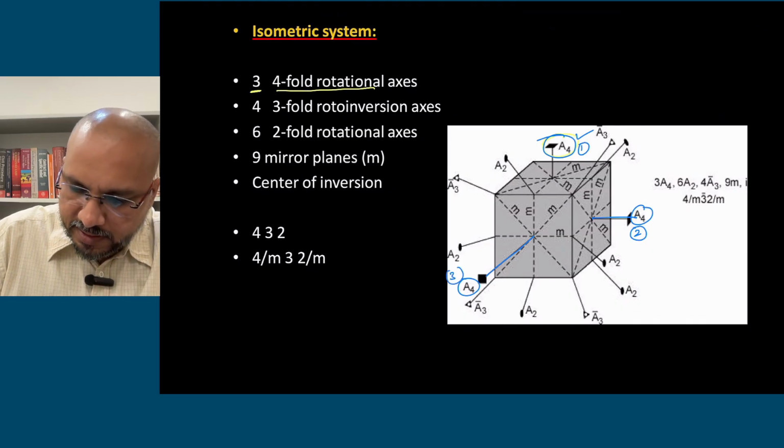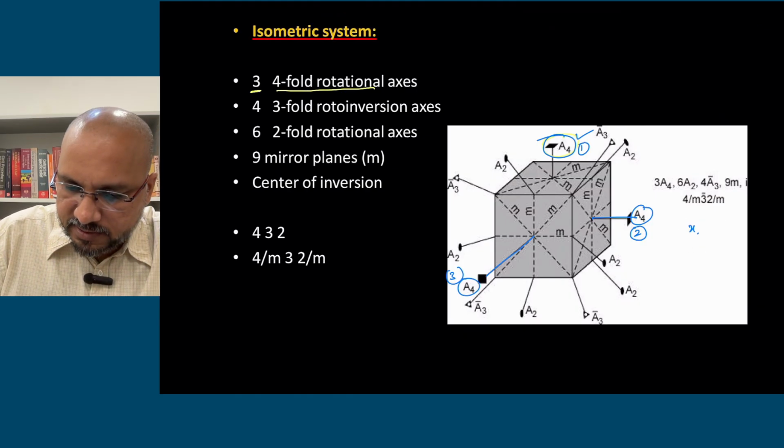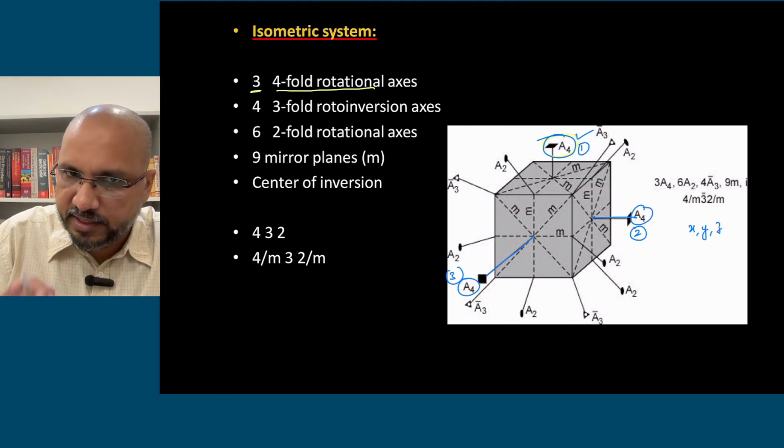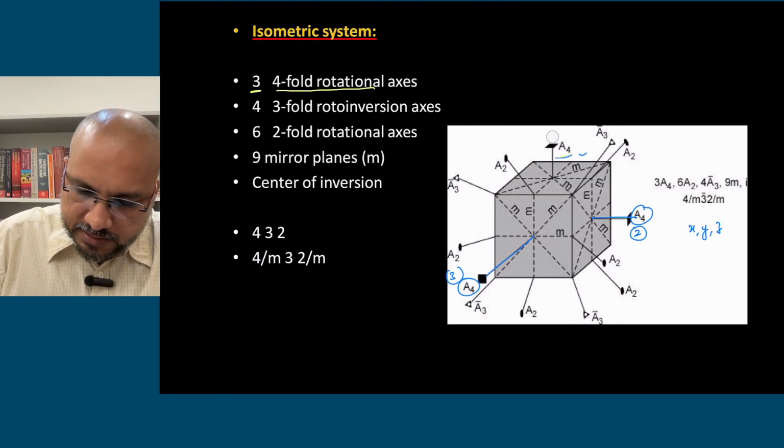So they are going through the A, B, C and X, Y, Z axes. So they are passing through the X, Y, Z axes, right? So you have 3 four-fold rotation axes. Now let us see how many three-fold rotation axes are there.